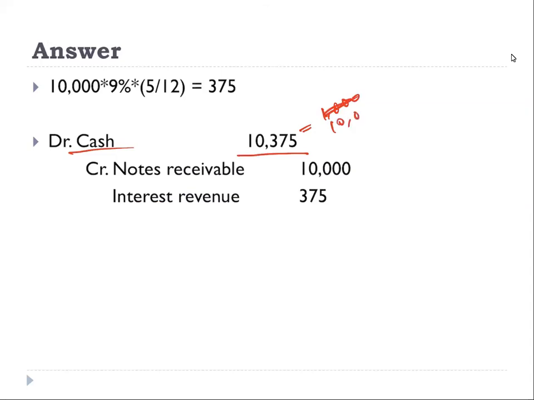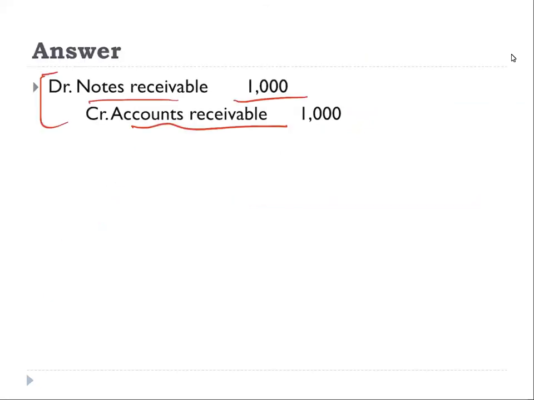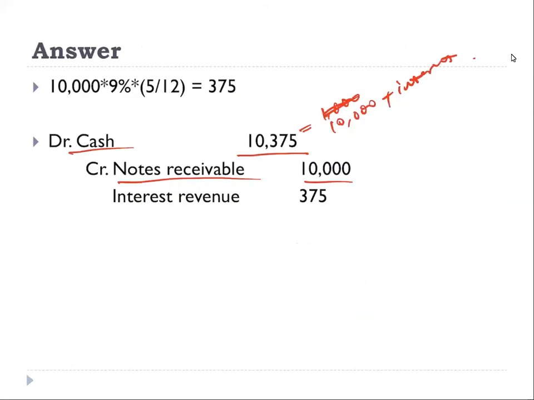Sorry. Plus interest. And then previously, when the note was received, it is a debit to note receivable. And when it matures, when company A presents the note receivable to company B and receives cash back, we need to decrease the note receivable because the company has already received it in cash. It's no longer a receivable for the firm.